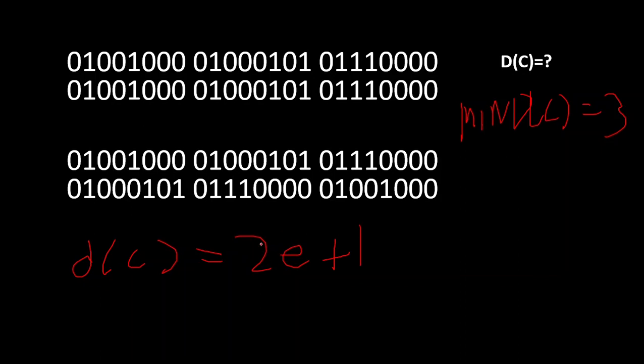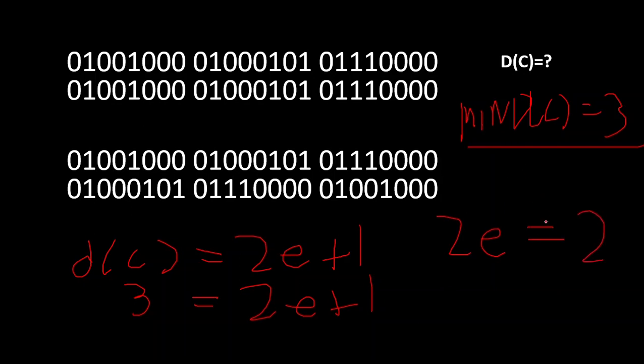But anyway, 2E refers to the amount of errors that the code can detect. But E alone refers to the errors that the code can correct. As you can see, DC is equal to 3. So let's just do some basic algebra. 2E plus 1, and I'm just going to transpose. So 2E is equal to 2. That means that this code right here can detect 2 errors, but it can only correct 1. And that's it.